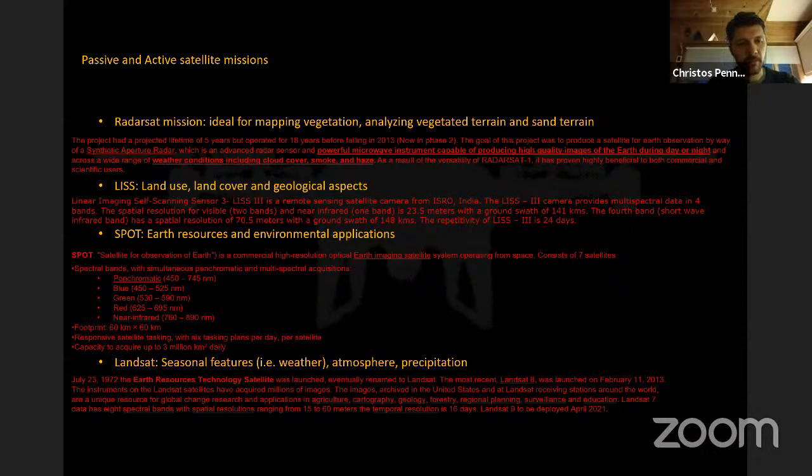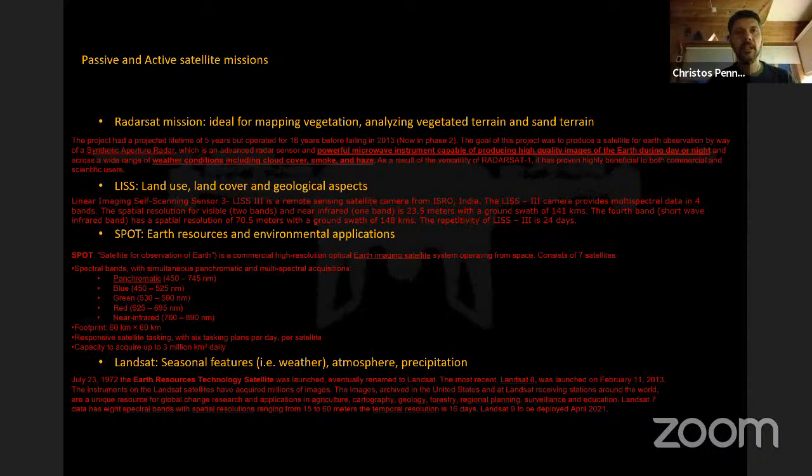The panchromatic band operates in the wavelength between 450 to 745 nanometers, where it also collects the blue band, the green band, the red band, and the near-infrared band. The footprint, the swath, is almost 60 kilometers. It is a responsive satellite. It has responsive satellite tasking with 6 tasking plans per day per satellite.